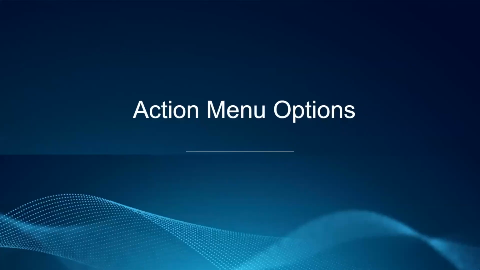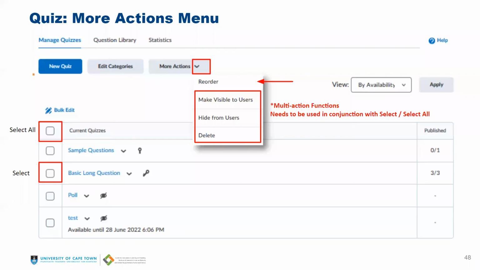Right, and one other thing that I want to draw your attention to that we talked about yesterday are these action menus. So an action menu is a space where you will have a drop-down list and you will have various additional options offered to you. So on the quiz page at the top level where those buttons are, you will see something called More Actions. And there you'll see there's things like reorder, make visible, hide, and delete.